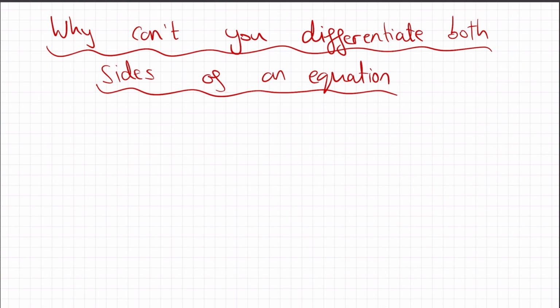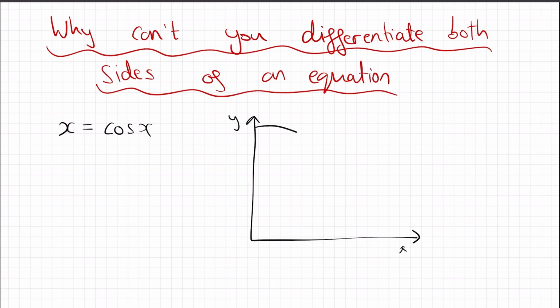So let's say we're solving the equation x equals cosine of x. Now we can actually draw the graphs of this. If we have the y-axis and x-axis, we know cosine of x is going to come something like that, and x is going to go through the origin like that. Inevitably they're going to cross somewhere over here, and we're just trying to find this x value. This is our solution to the equation.